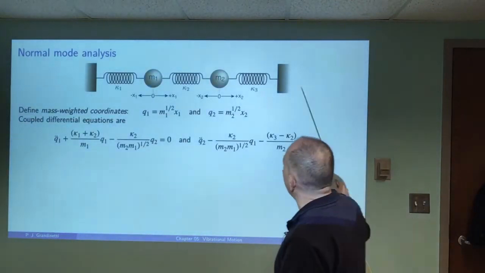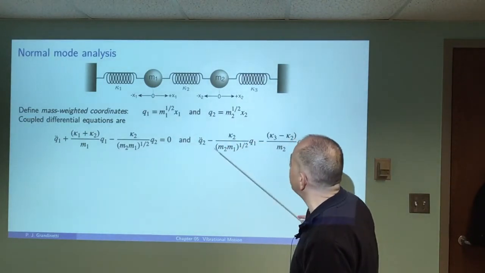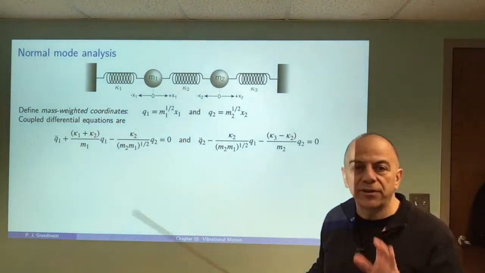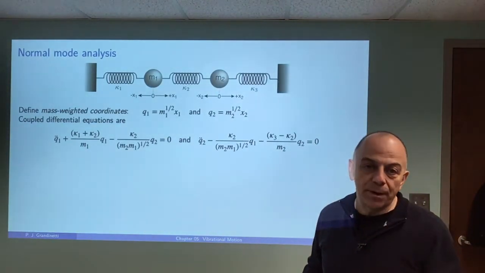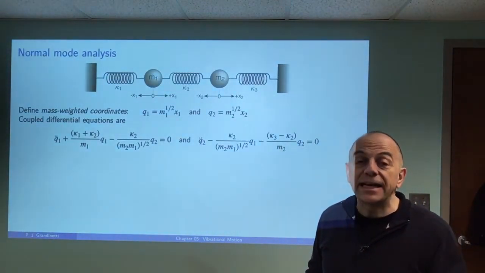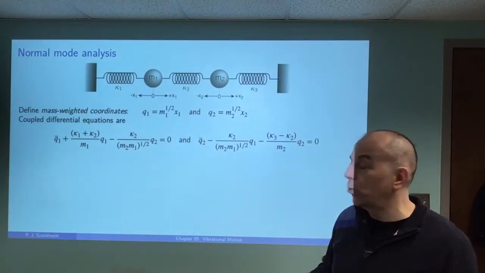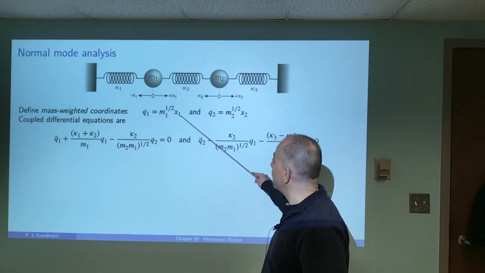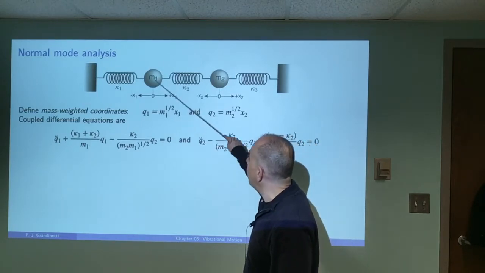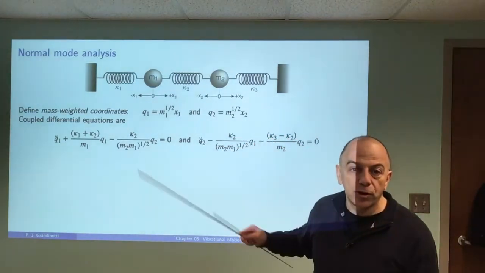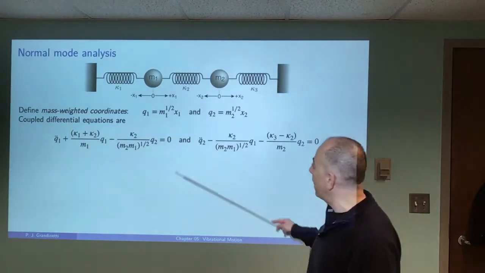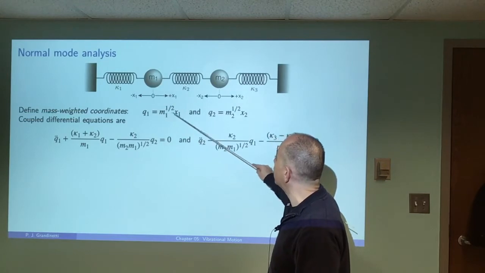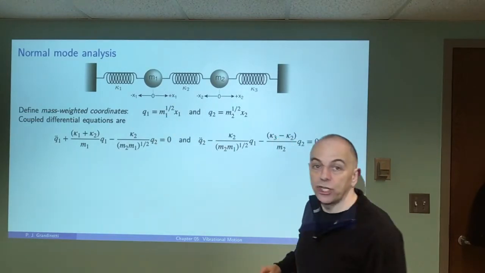Now, if we look at this problem, the way we would set this up in this normal mode analysis is the first thing we will do is convert from our displacement coordinates, x1 and x2, into mass-weighted displacement coordinates. So we'll call these q1 and q2. We'll take each of the displacement coordinates, say x1, and multiply it by the square root of the corresponding mass that it describes, so m1 here. So the square root of m1 times x1 is q1.